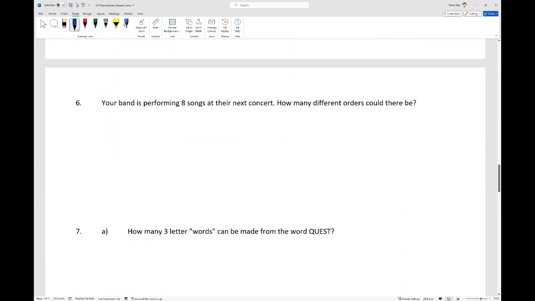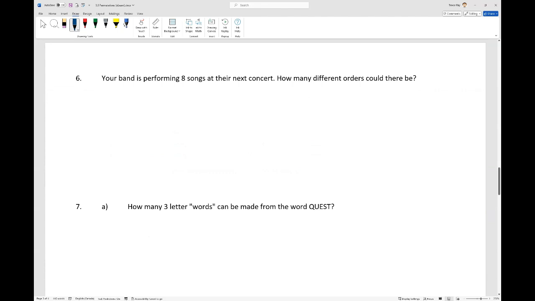All right, let's keep going. Your band is performing 8 songs at their next concert. How many different orders could there be? Now, I will confess that when I wrote this question, I left it a little bit vague, and in class, I usually give the students a few minutes to try it or ask questions about it before they begin.